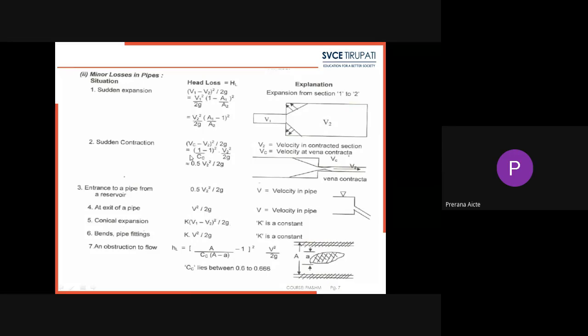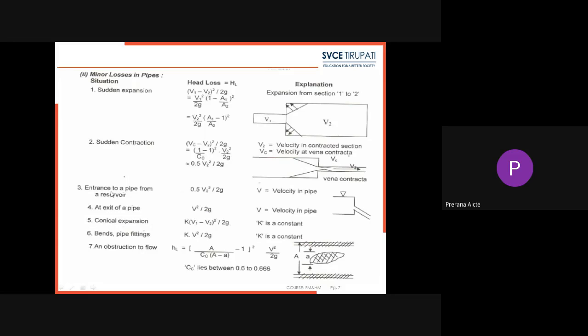Then for sudden contraction, the equation is (1/Cc - 1)² × V2²/2g, or it may be nearly equal to 0.5 V2²/2g. So this figure shows the sudden contraction. This is the vena contracta, where the velocity was contracted at this point. This point is called the vena contracta, and this is the velocity at vena contracta, V suffix C.